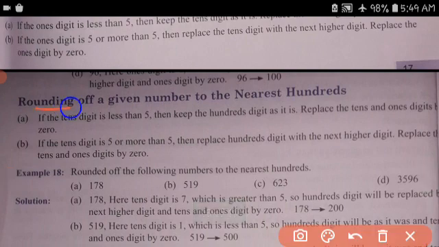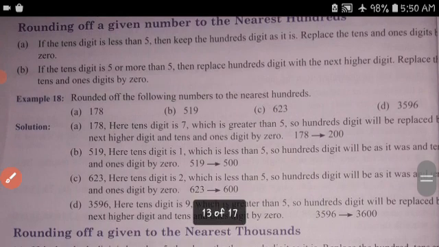Rounding of a given number to the nearest 100. If the tens digit is less than 5, keep the hundreds digit as it is and replace the tens and ones digits by 0. If the tens digit is 5 or more than 5, then replace the hundreds digit with the next higher digit and replace all tens and ones by 0.